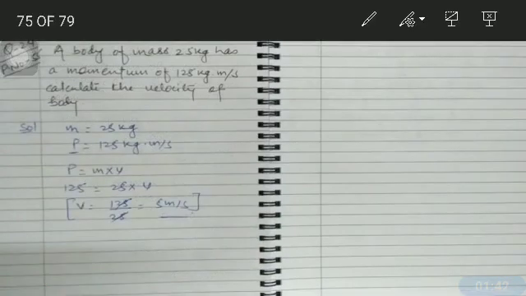Next numerical: a body of mass 25 kilograms has a momentum of 125 kilogram meter per second. Calculate the velocity of the body. Mass is given, momentum is given. Using the formula of momentum, we can easily calculate the velocity, which came out to be 5 meter per second.